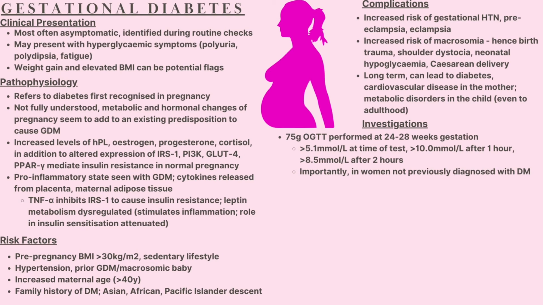An elevated blood glucose value with respect to any one of these thresholds is sufficient for a diagnosis of gestational diabetes. So, for example, if a woman has a level of 11 millimoles per litre at 1 hour and 6 millimoles per litre at 2 hours, she is elevated on at least one threshold and is therefore classified as having gestational diabetes. And importantly, as I mentioned before, this diagnosis can only be made in a woman that has not previously been diagnosed with diabetes.